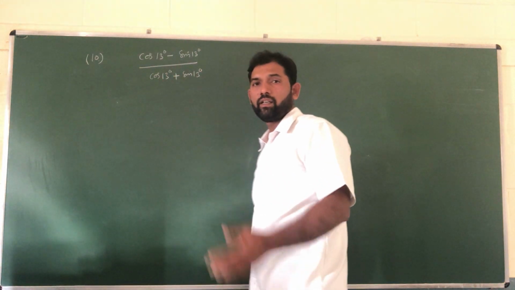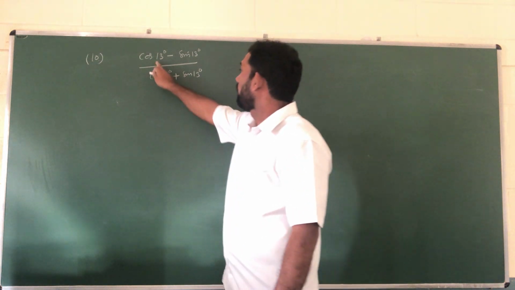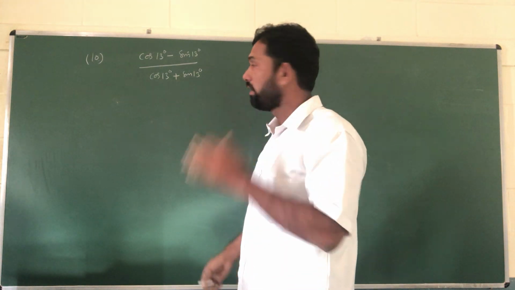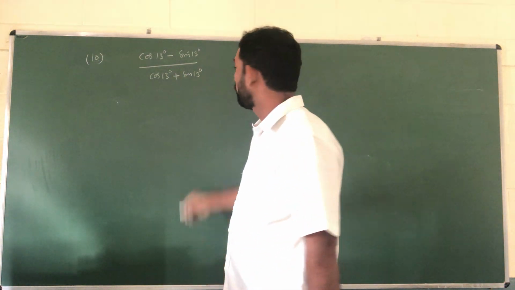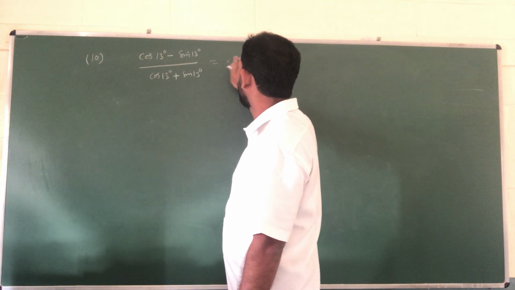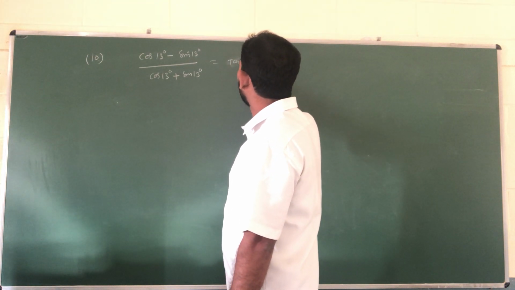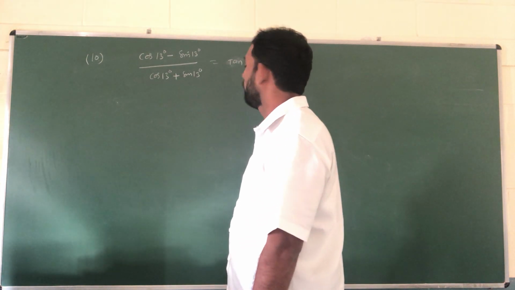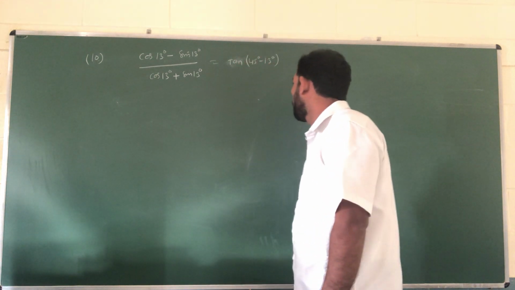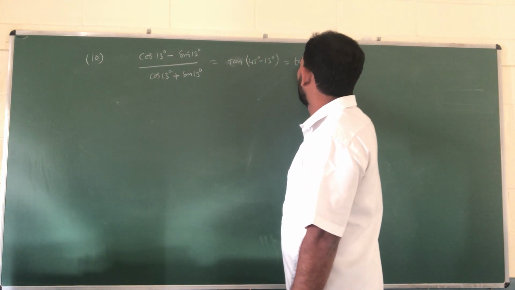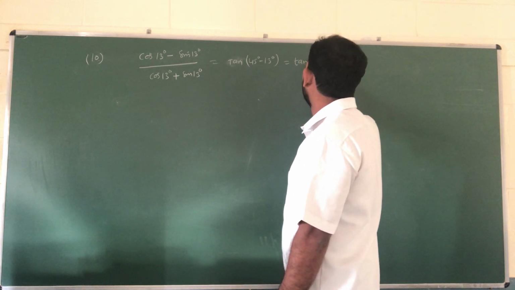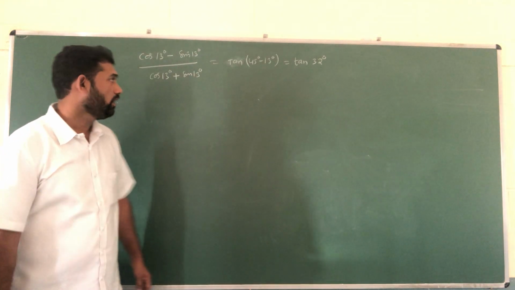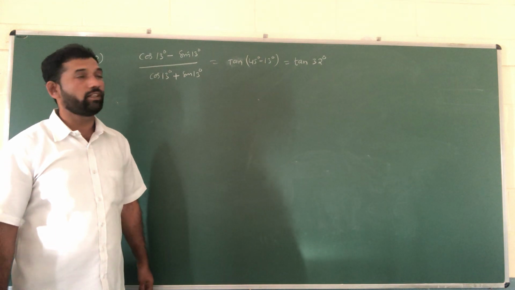In the tips, in that synopsis, I was given one formula: cos A minus sin A divided by cos A plus sin A. So here A is equal to 13 degrees. With the minus sign, the formula gives tan(45 minus 13). 45 minus 13 means 32 degrees. So this value is tan 32 degrees.